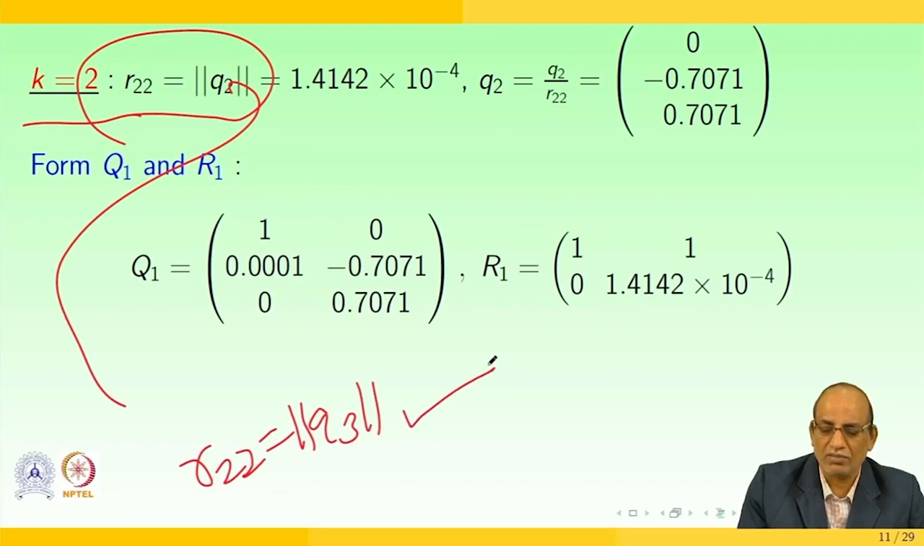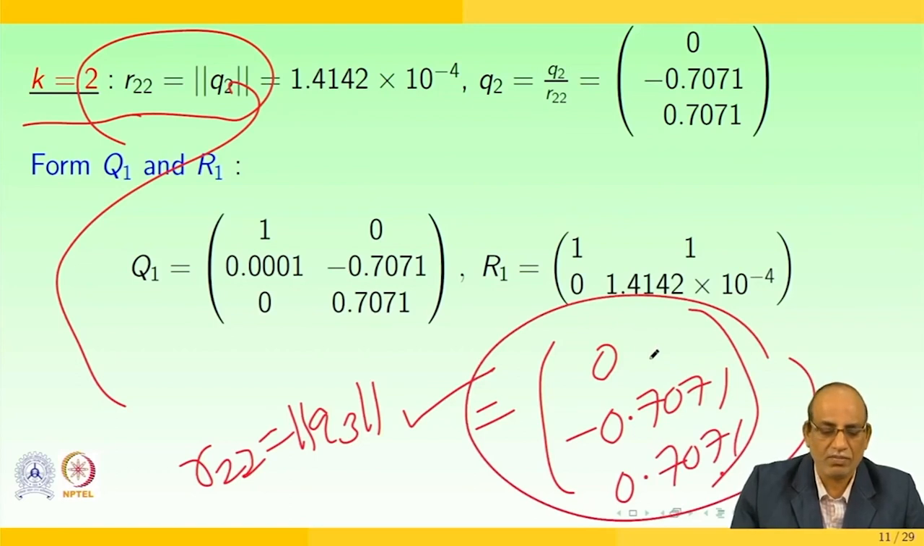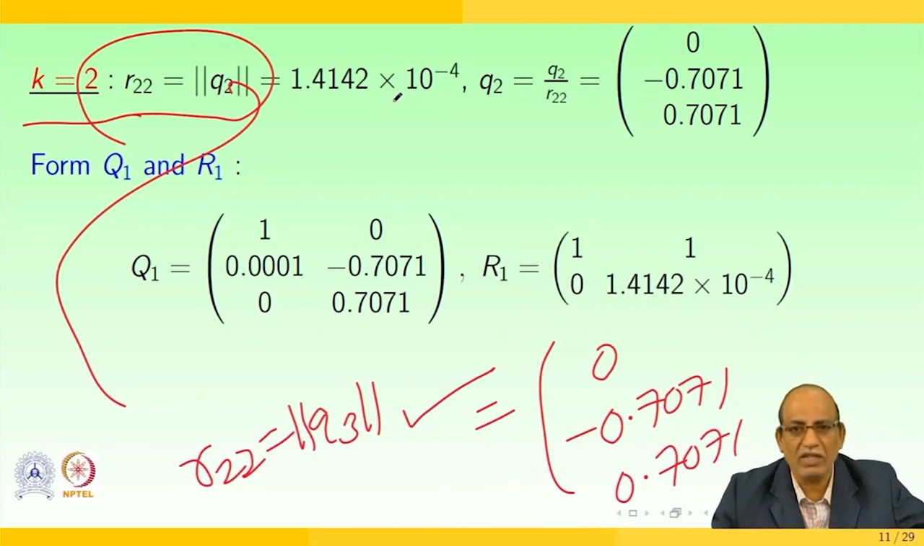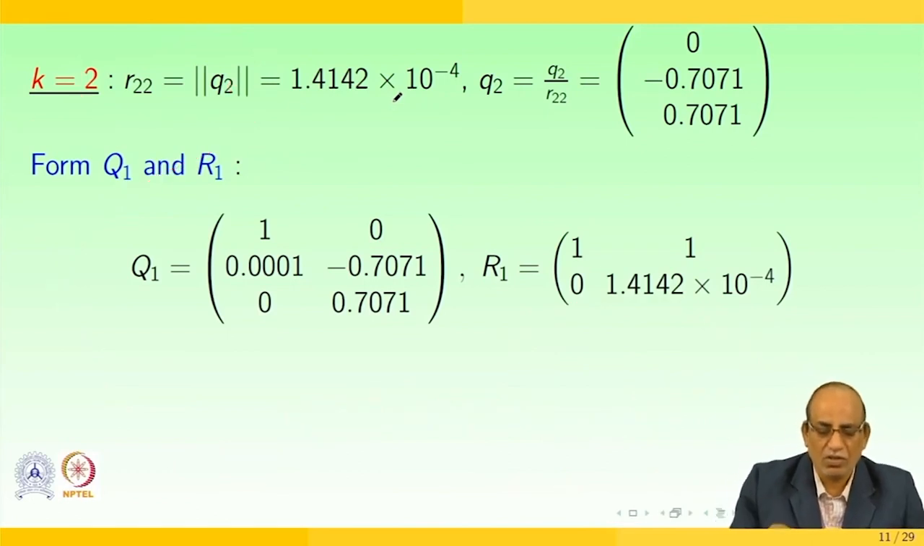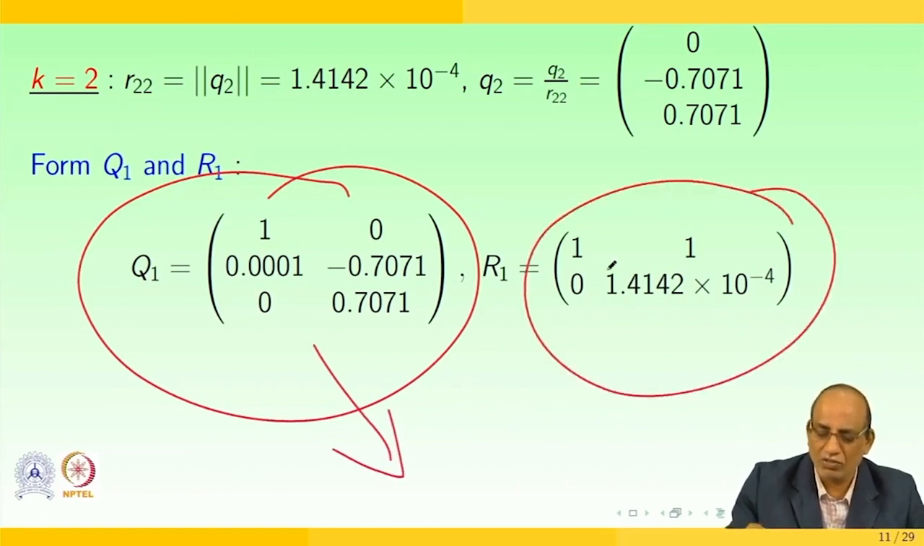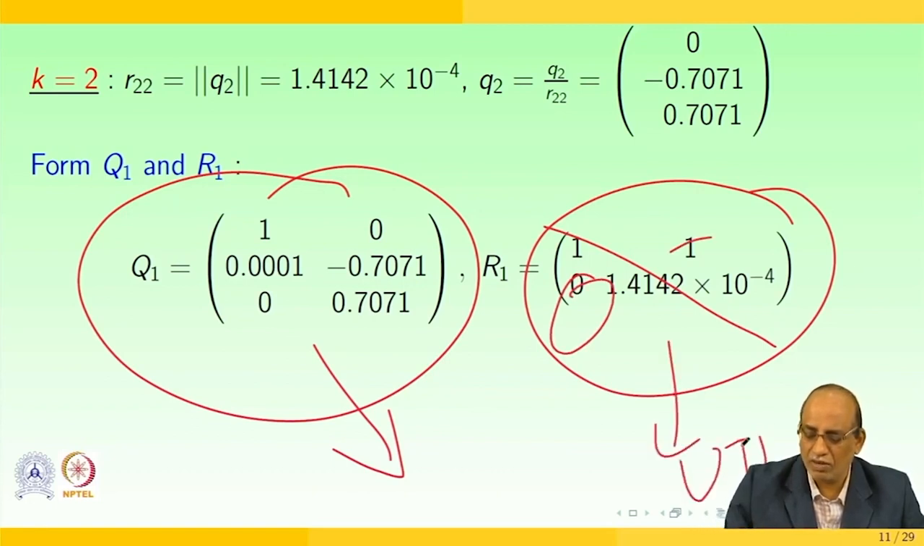So, you get this matrix as 0.7071, 0.7071. Similarly, I form the Q1 and Q2 the way I did in the previous case. When I form this, this is the Q1, and this is the upper triangular matrix. You see here, this is the main diagonal, lower is 0. So this is the upper triangular matrix.